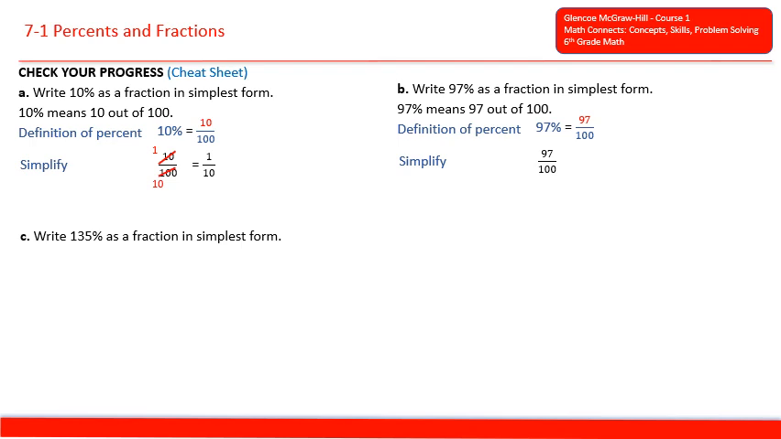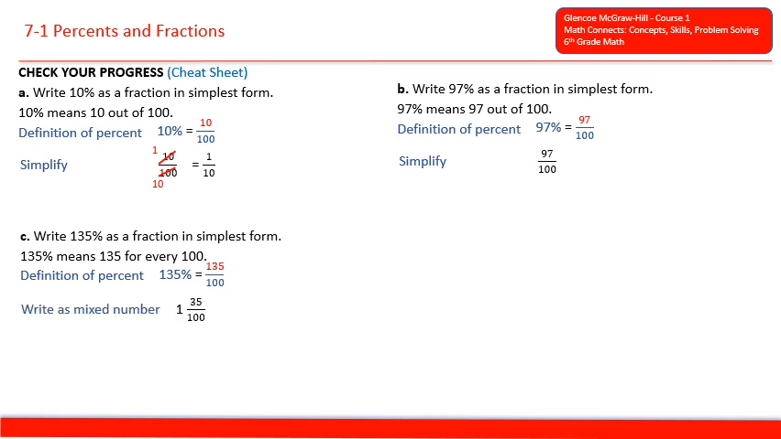Write 135% as a fraction in simplest form. 135% means 135 for every 100. The definition of percent, 135% equals 135 over 100. We're going to rewrite that as a mixed number. So we get 1 and 35 over 100. And if we simplify that, the greatest common factor is 5. So we get 7 over 20, or 1 and 7/20.